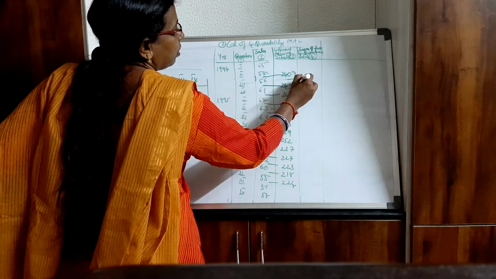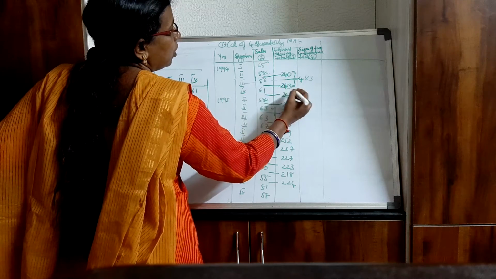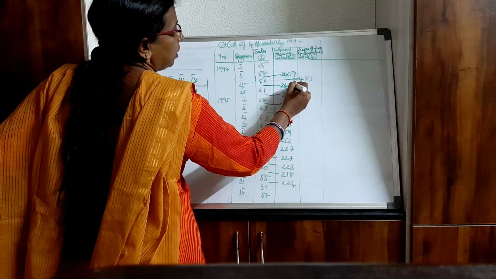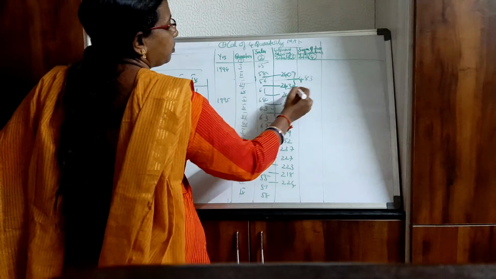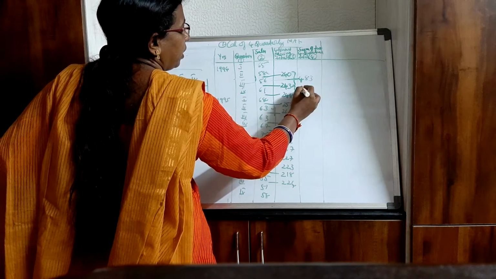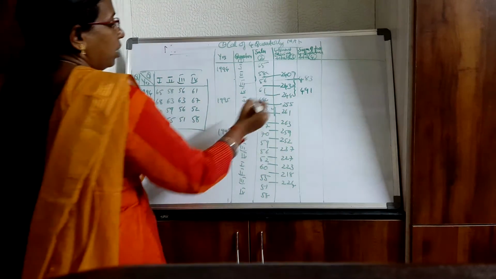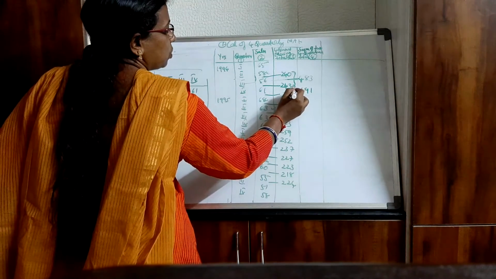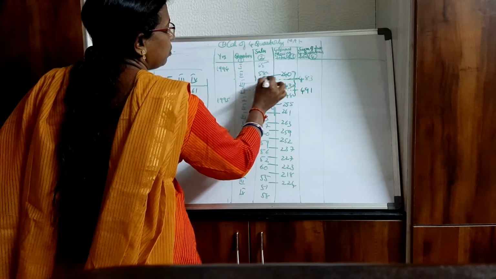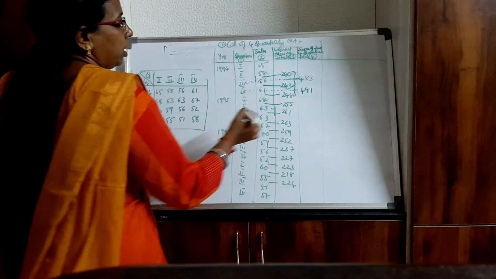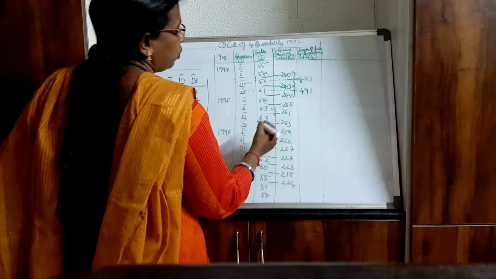Now leave the first one, add the next 2. So 243 plus 248. So how much will you get? 243 plus 248, so 491. Now this 491 will be in between these two. Now this is corresponding to the fourth quarter, and this is corresponding to the third quarter. Right. Then 248 plus 255.